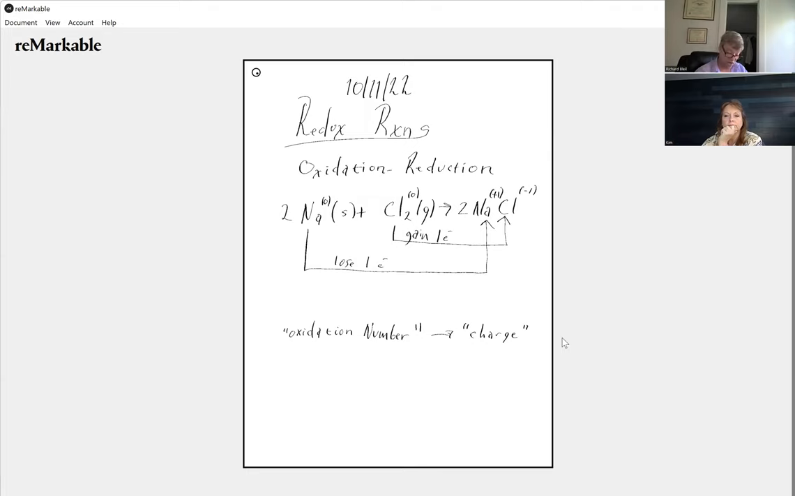Losing an electron is called oxidation. We say that sodium is oxidized because it loses an electron. That means that as you gain an electron, it is a reduction. Again, a little counterintuitive. When you gain an electron, that's called reduction. So oxidation is the process of losing an electron. It is oxidized if it loses an electron. It is reduced if it gains an electron. The process is reduction, gaining an electron.